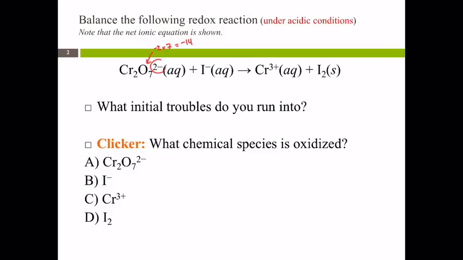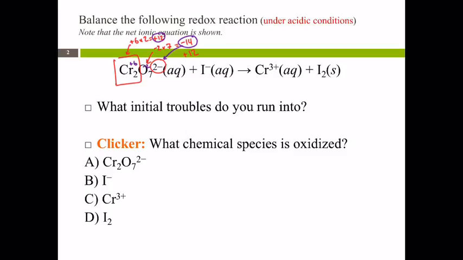We know that it needs to add up to -2. So that means that we have +12 in the rest of the polyatomic ion. And that +12 has to come from 2 chromiums. So that means that our chromium has to be +6 for each one. There are 2 of those, so we have +12, and we can confirm that +12 minus 14 sums up to 2-. Okay, so we have +6, we have -2.